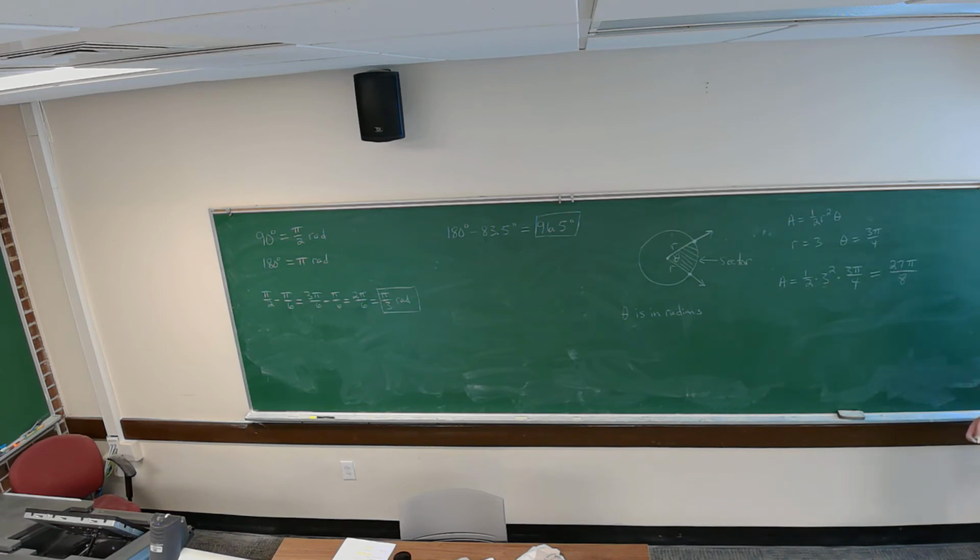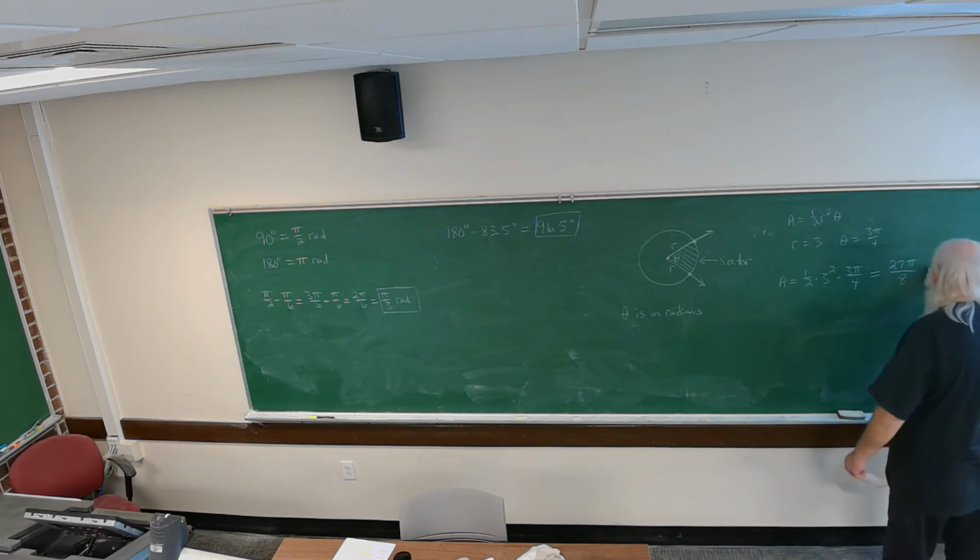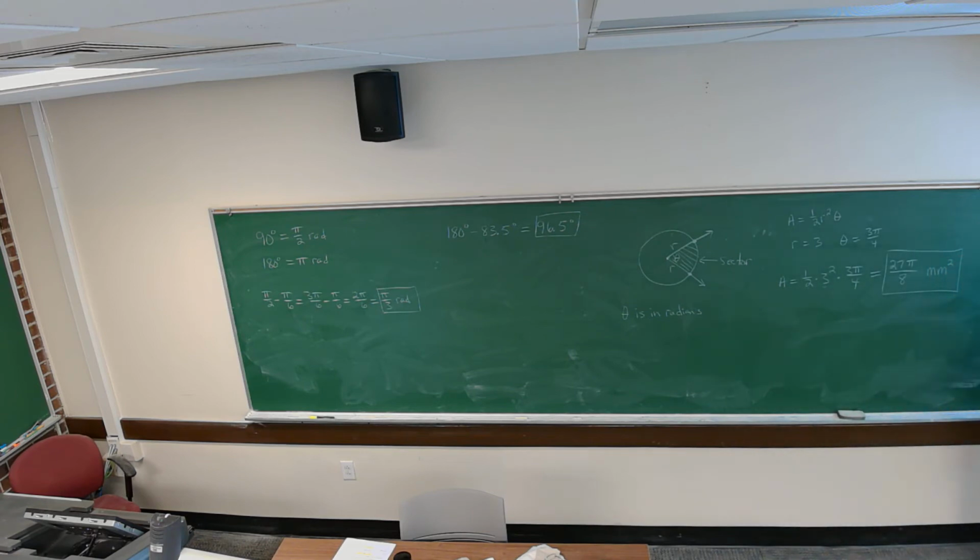Area has what for units? Well, let me rephrase this. We're given that the radius is 3 millimeters. So what are the units going to be for the area? Millimeters squared. Yes, millimeters squared. Any questions on that?